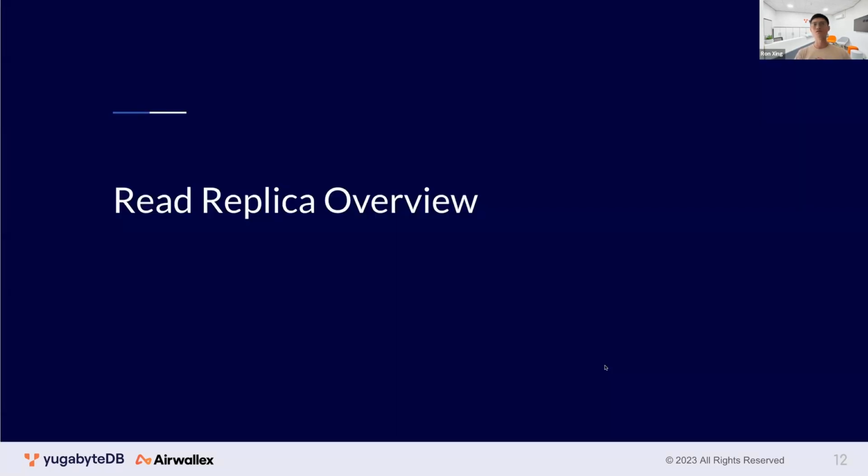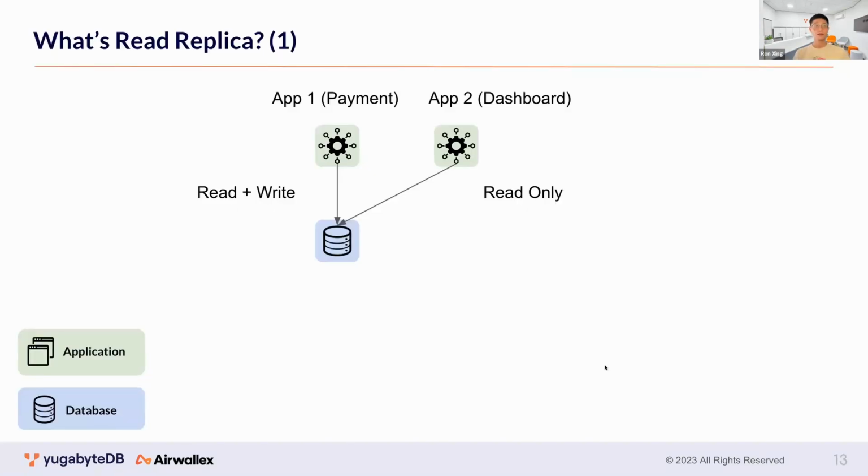Let's jump on to replicas, which is today's main topic, right? So in what sense will people use replicas? Let me just give you a scenario. For example, right now you have one application, a payment application. The payment application will have a backend database, like a single node database. Then the payment application will read and write from this database, right?